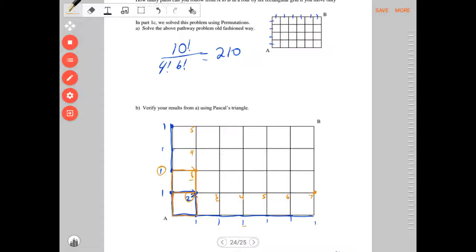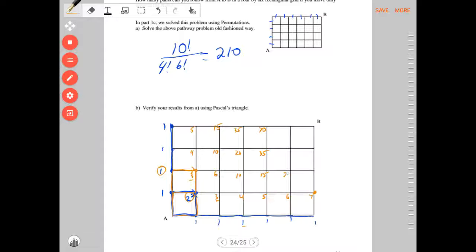I think we've explained that part enough. So 3 plus 3 is 6. 4 plus 6 is 10. 5 plus 10 is 15. Remember, that's these two corners to get to that one. And what we do is we just keep doing this until we get up to B. So 6 plus 4 is 10. 10 plus 10 is 20. 20 plus 15 is 35. 10 plus 5 is 15. 15 plus 20 is 35. 35 and 35 is 70.